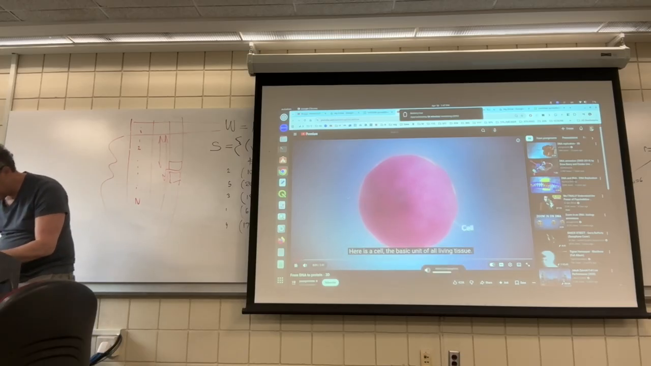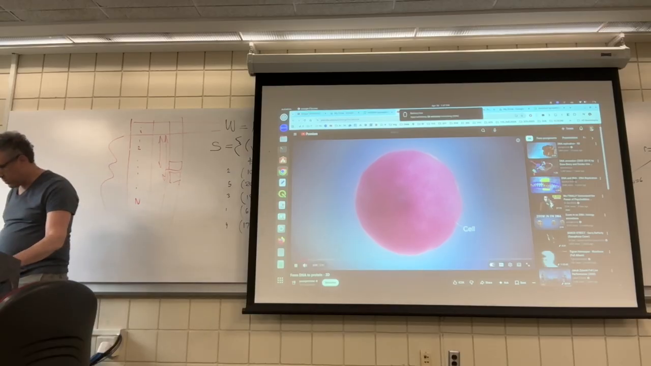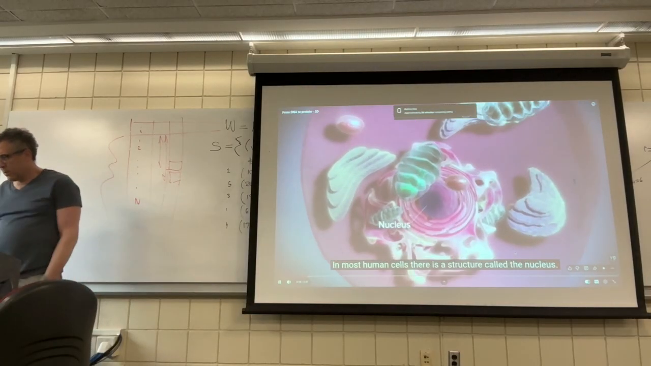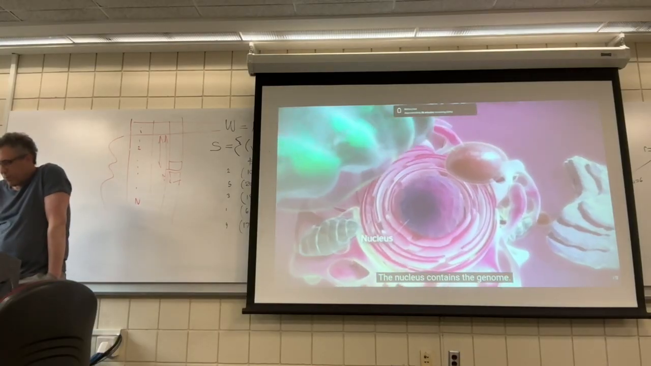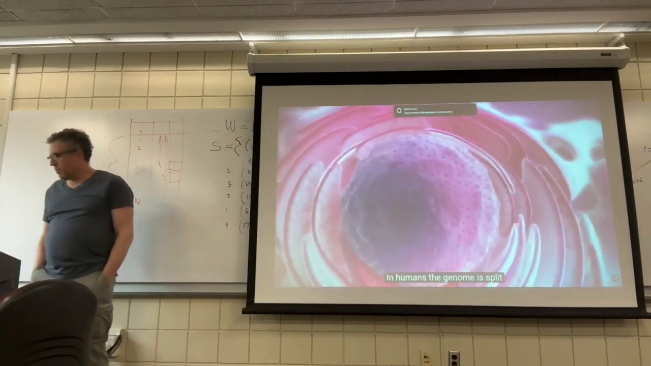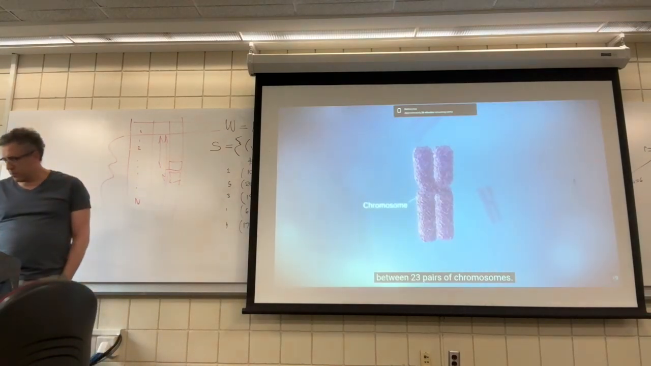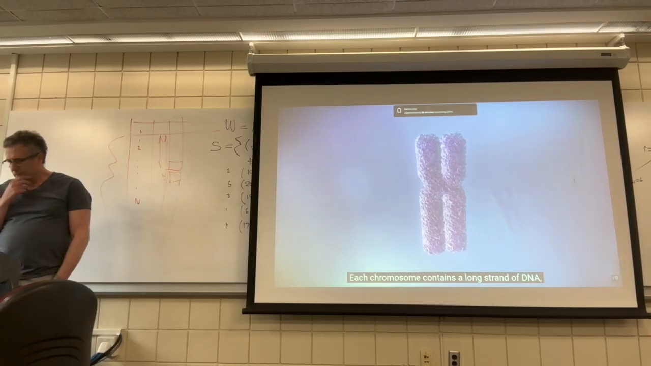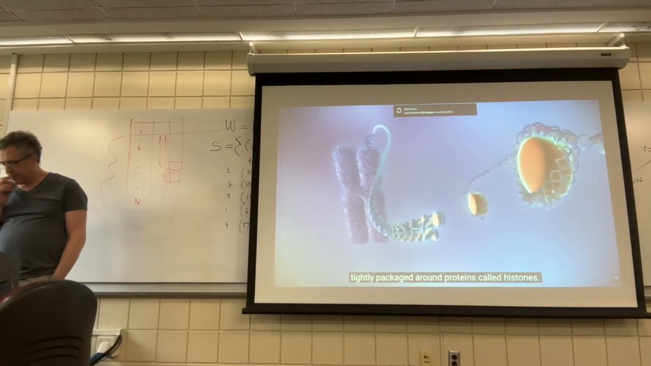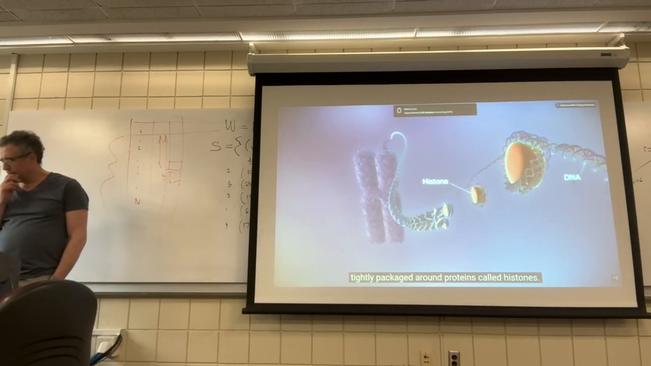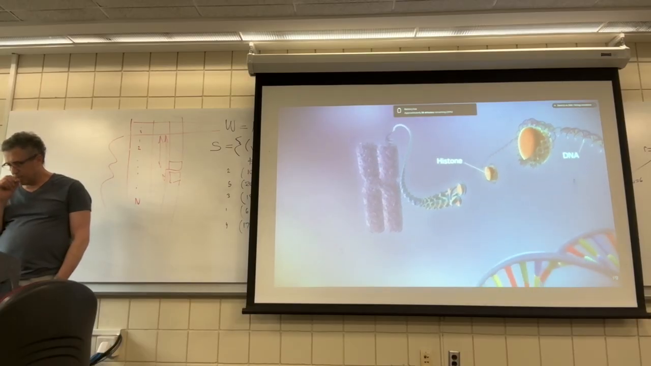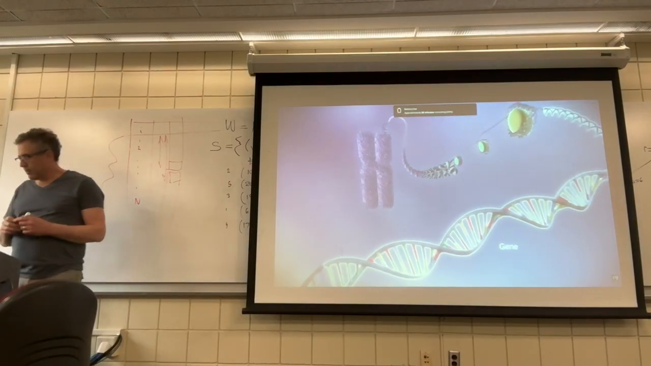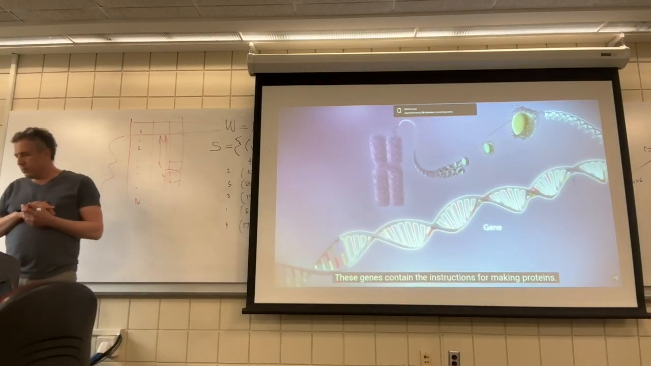Here is a cell, the basic unit of all living tissue. In most human cells, there is a structure called the nucleus. The nucleus contains the genome. In humans, the genome is split between 23 pairs of chromosomes. Each chromosome contains a long strand of DNA, tightly packaged around proteins called histones. Within the DNA are sections called genes. These genes contain the instructions for making proteins.